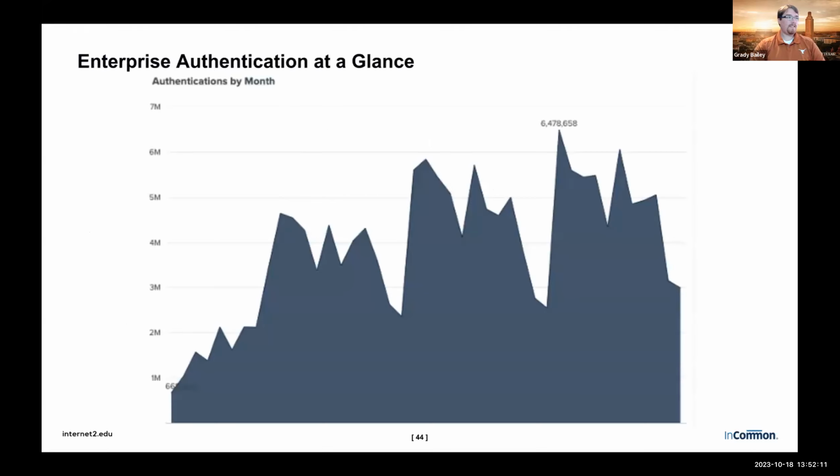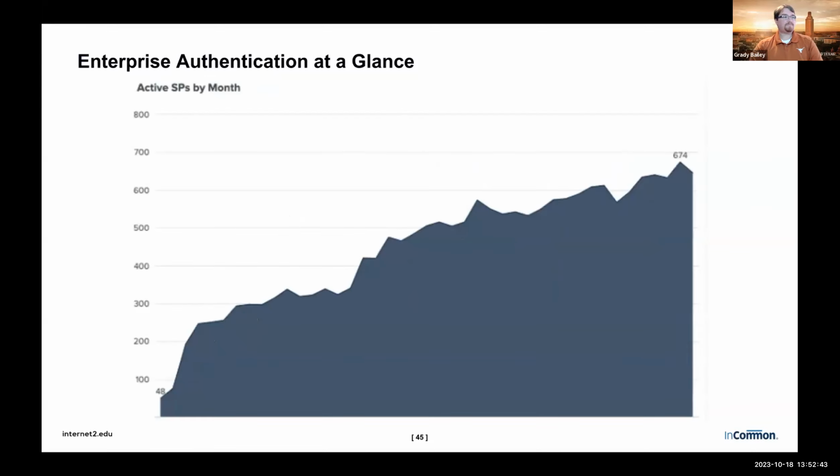This is a quick look at how enterprise authentication grew. The furthest left-hand side there is when we first went live with it, and I believe I took this screenshot back in the summer, so it doesn't quite go to our most recent spike for classes starting again in August and September, but you can see the cycle. We were doing close to 6.5 million authentications at the peak. And this is our active service providers by month. You can see how it grew over time as we onboarded more and more customers.